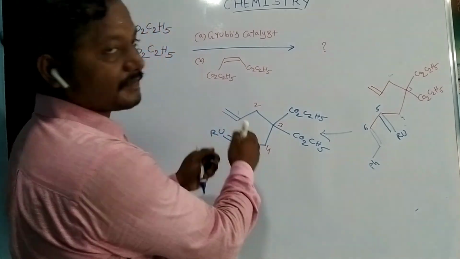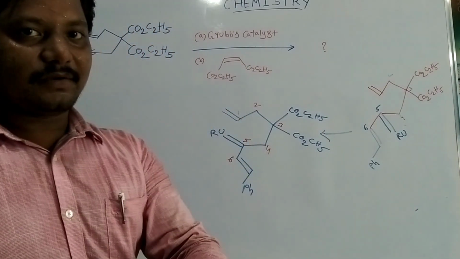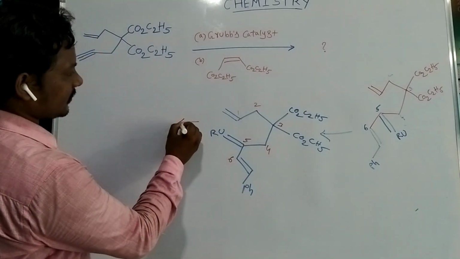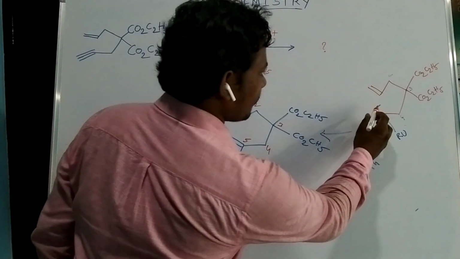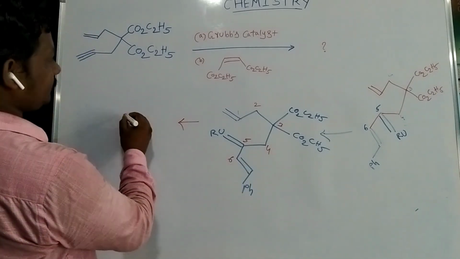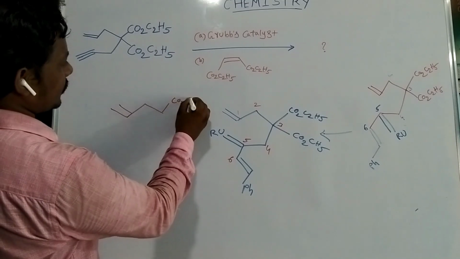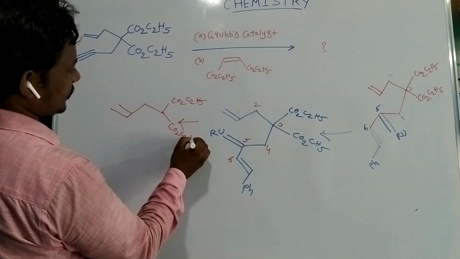Again, olefin metathesis. Here you can look at what is forming. Olefin metathesis. Okay, don't get confused. That's why I have given numbering too, for better understanding. Okay, now CO2C2H5, CO2C2H5.